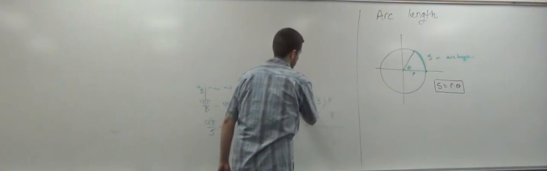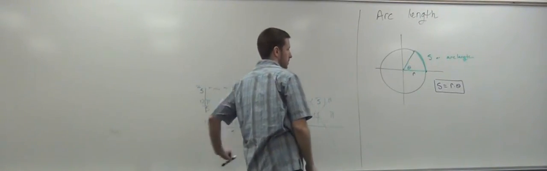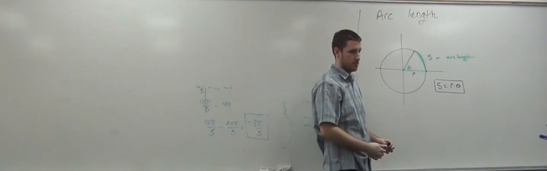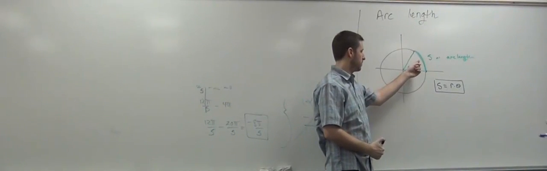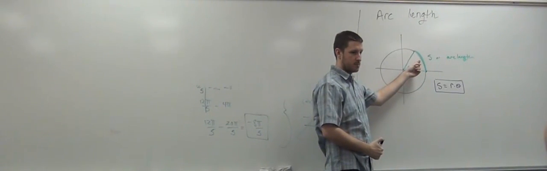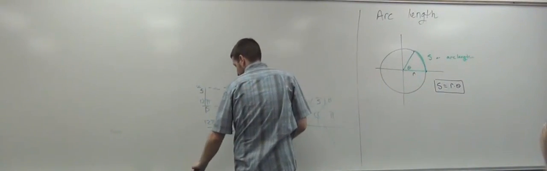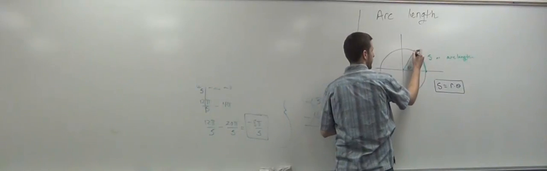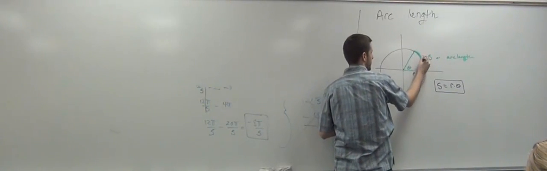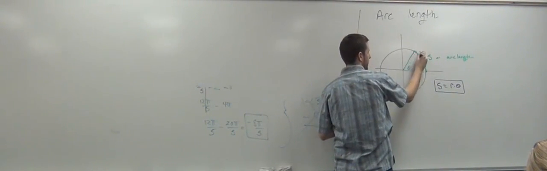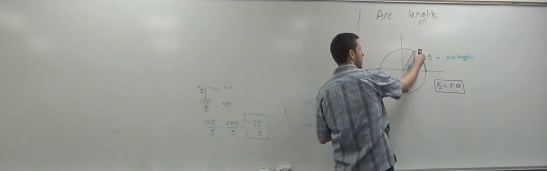I have a question. Yes. Which part is the length? Like s, or arc length, which part of that is the length? Is it the whole thing or is it just this part? The arc is just the piece that's on the circle. And the length of the arc is just the length you would walk along that circle.